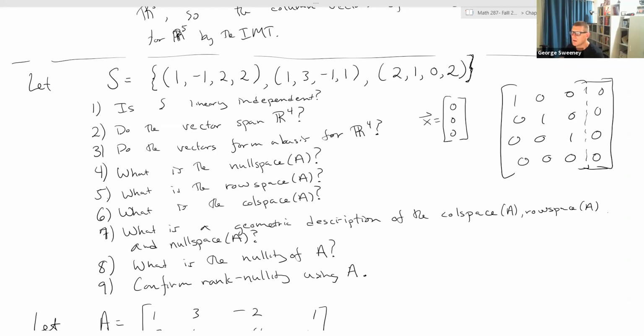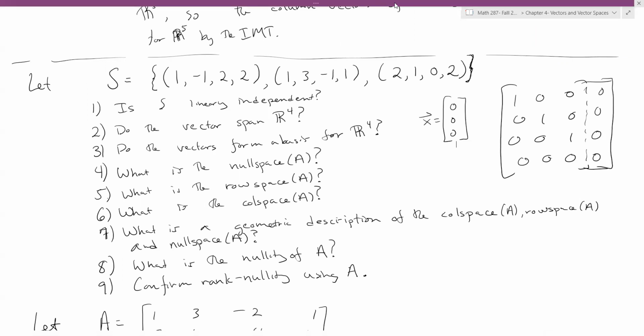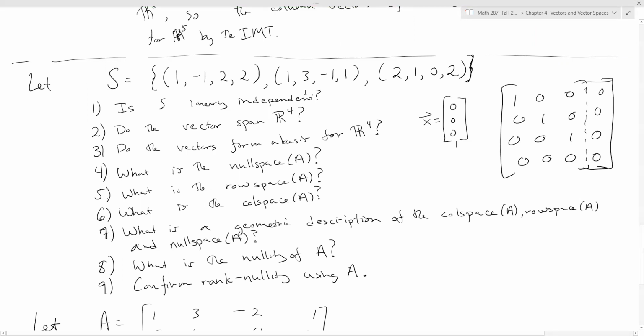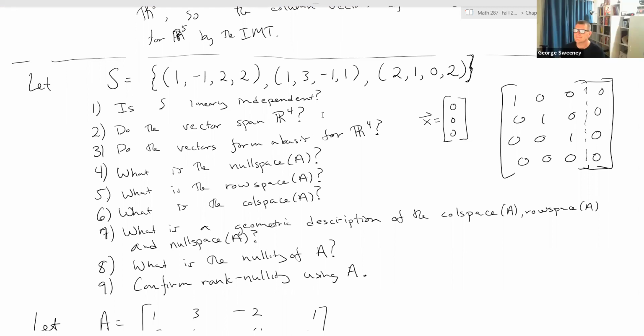Do the vectors span R4? What do you think, Davis? Do the vectors span R4? No. How do you know? So we only have 3 vectors, so we don't have enough dimensions to span R4. Exactly. Perfect. Good. Not enough vectors.